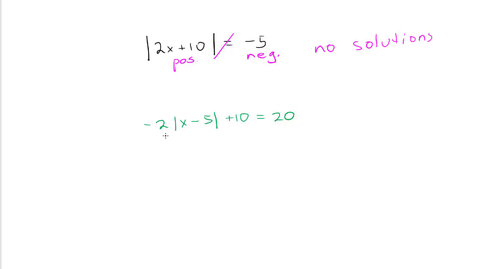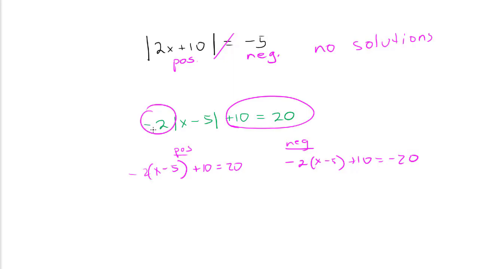Secondly, what if I had minus 2 times the absolute value of x minus 5, plus 10 equals 20? A lot of students might try to jump right into the algebra and take a positive case and a negative case right here. They'll say minus 2 times x minus 5 plus 10 equals 20 and try to solve that. And then in the negative case, minus 2 times x minus 5 plus 10 equals negative 20. Be careful about that. The change in the positive and negative case does not apply to the other parts of the equation beyond the absolute value. So we can't be certain this is going to be correct.